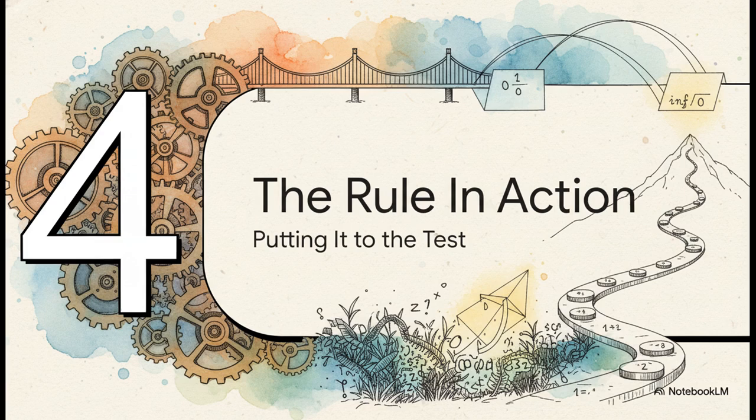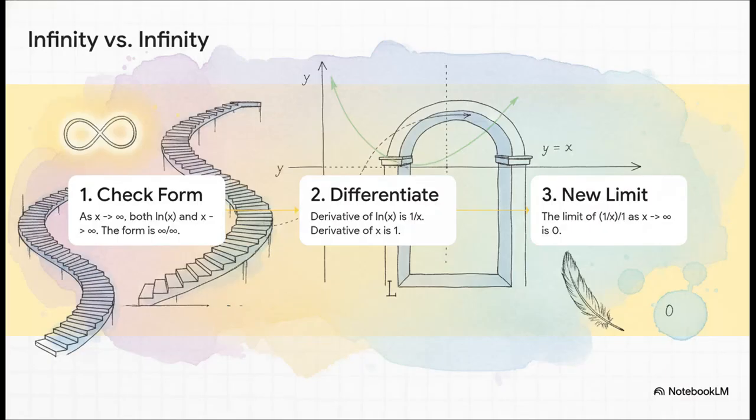It's time to solve some real problems, from the pretty straightforward to the downright tricky. Let's kick things off with a classic race to infinity, the natural log of x versus just x. Step 1, always check the form. As x gets huge, both of these functions go to infinity. So we've got infinity over infinity. That's our green light. Step 2, differentiate.